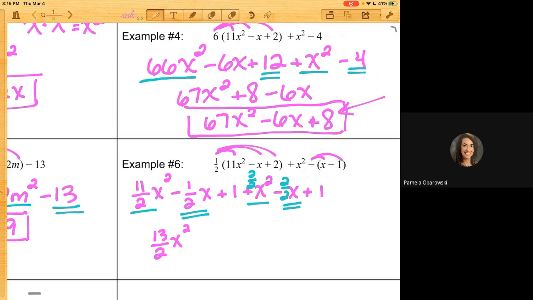Negative 1/2 x minus 2 halves x is negative 3 halves x. And 1 plus 1 is 2. So again, check to see if you have any more like terms in your answer. If I don't, and I'm in standard form, which I am, I'm going to go ahead and box this up and call that a quadratic trinomial.